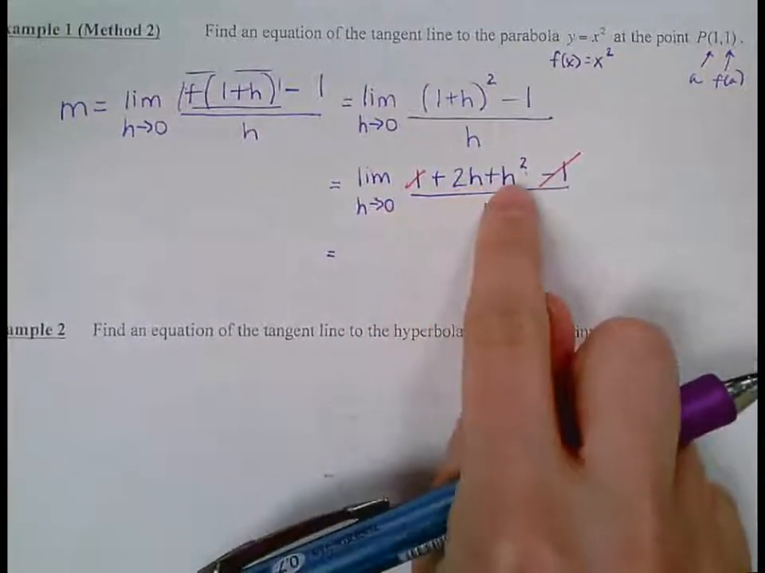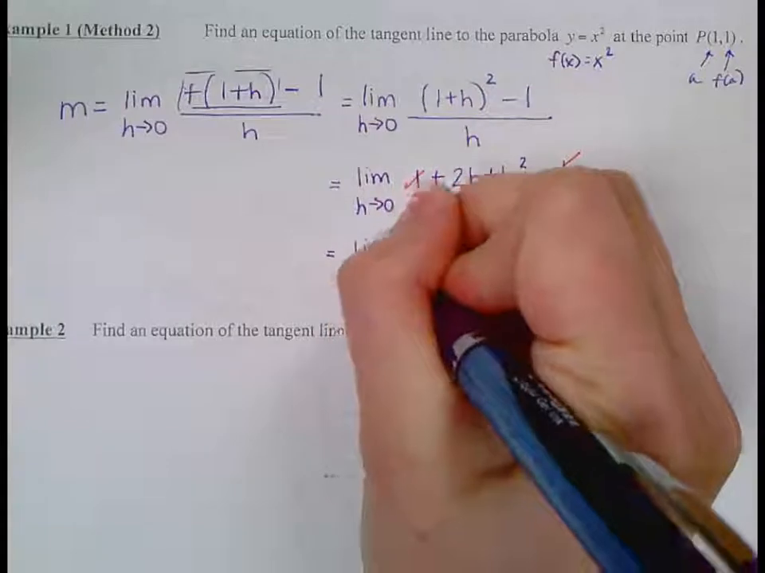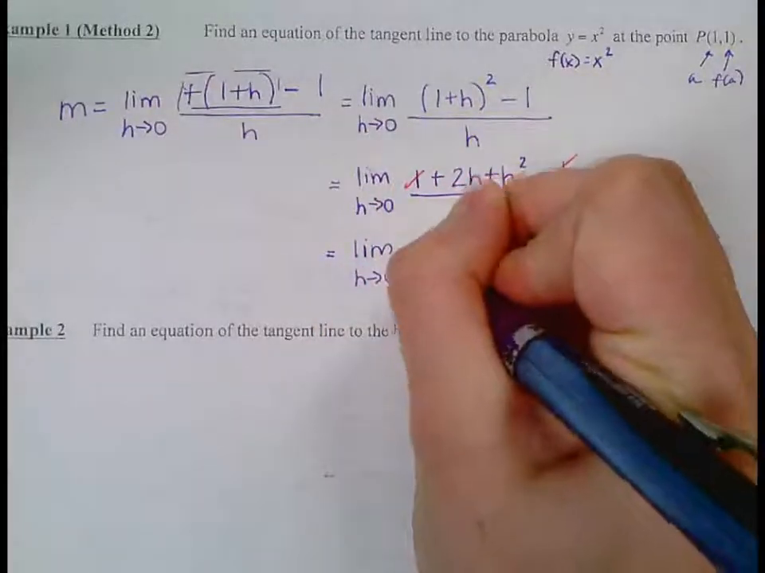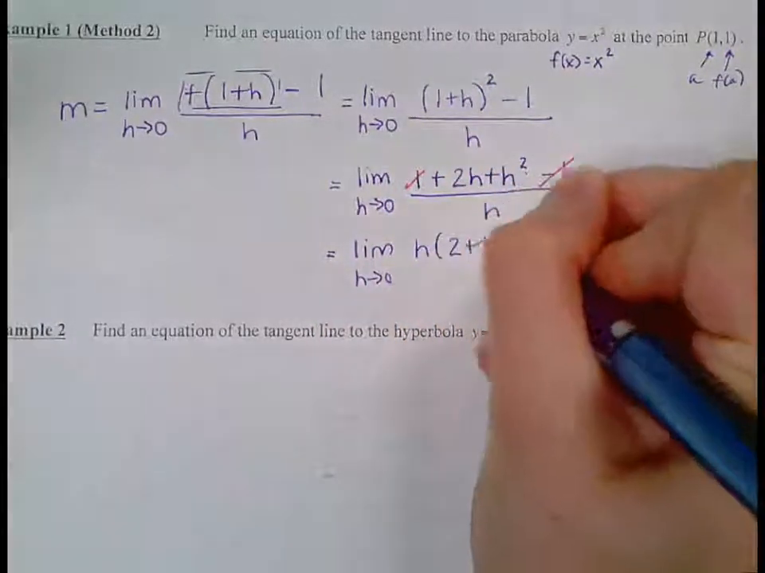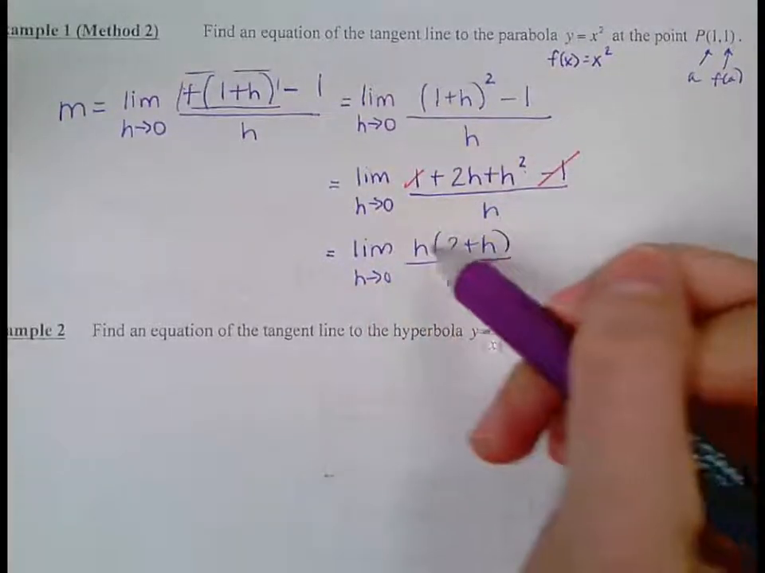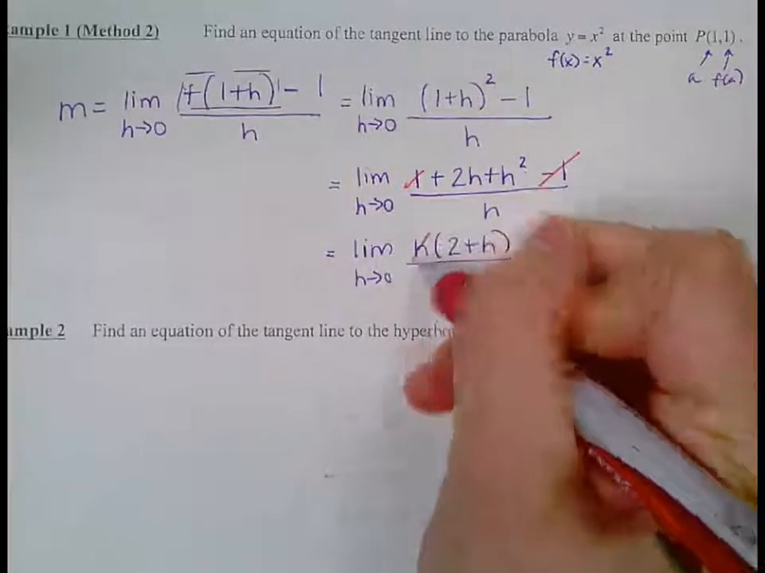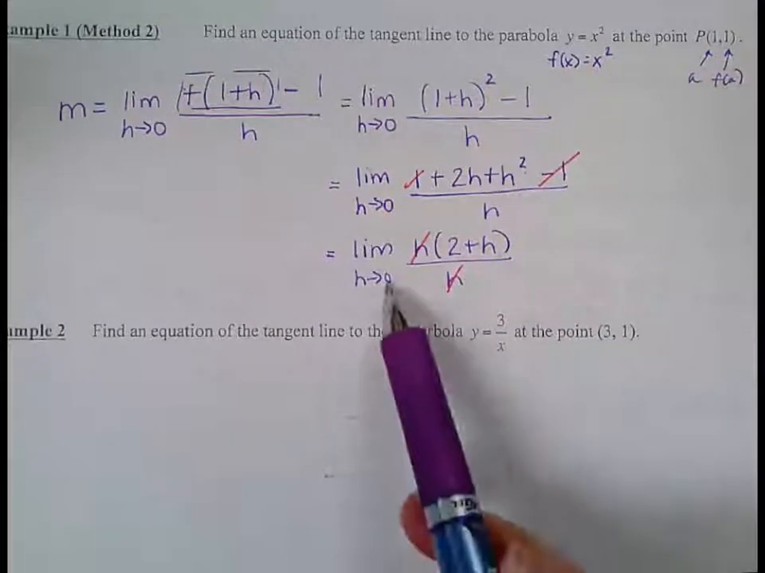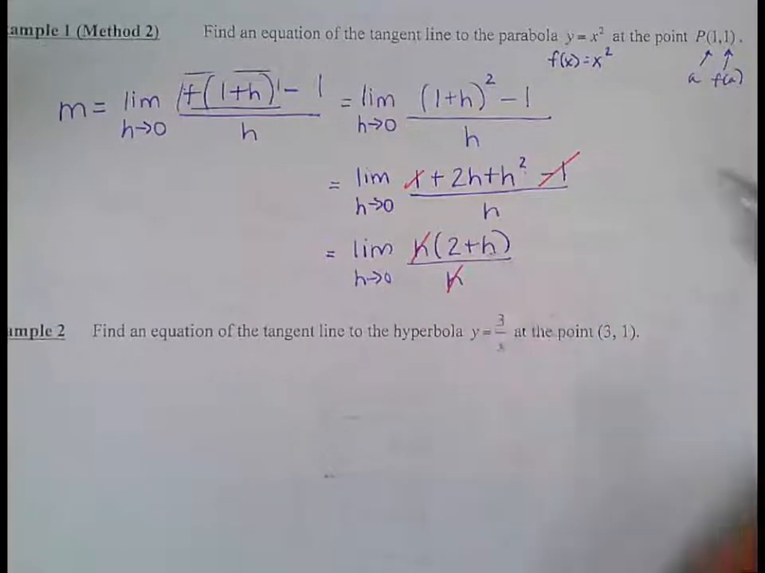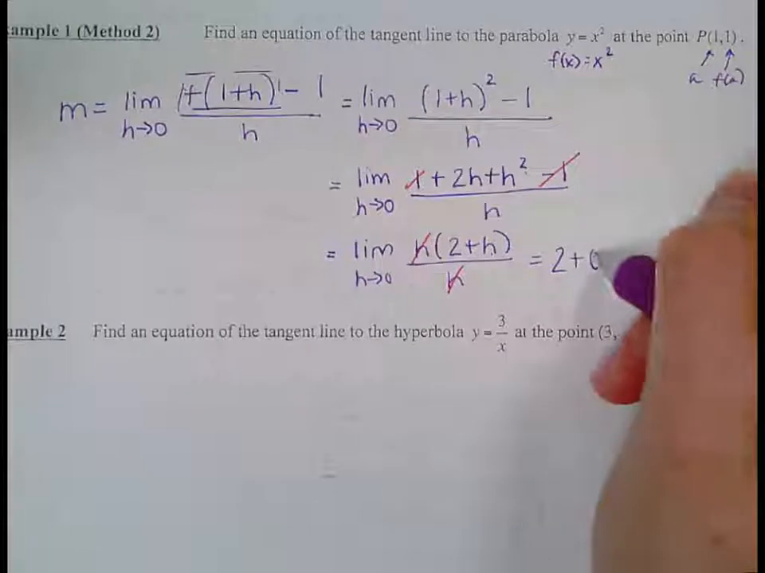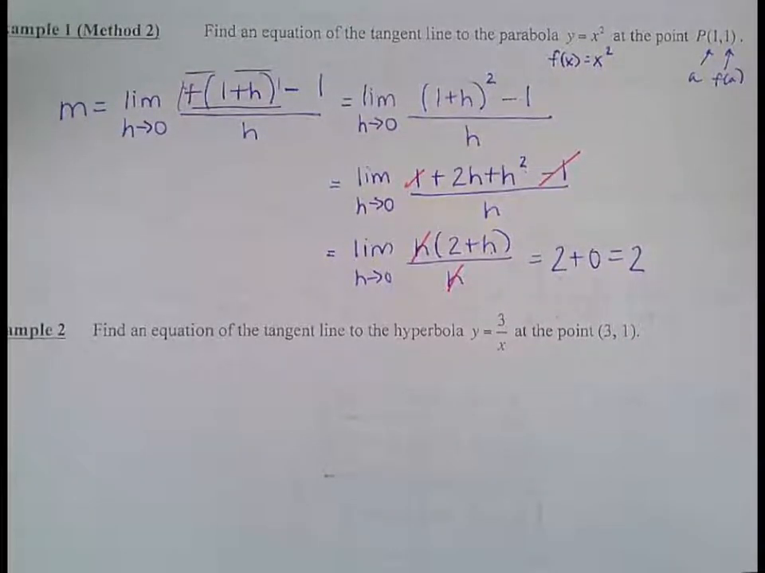So if I factor out an h right away on the top, I still have the limit as h approaches 0, but I would have h times the quantity 2 plus h all over h. And now my h's cancel, so that I'm able to substitute in 0 for h, meaning my limit is 2 plus 0, which is 2. Okay, and that's still the slope. You would then go ahead and write the equation, but again, we wrote the equation in part 1. The equation part is still the same. This is just an alternate way to find the slope.